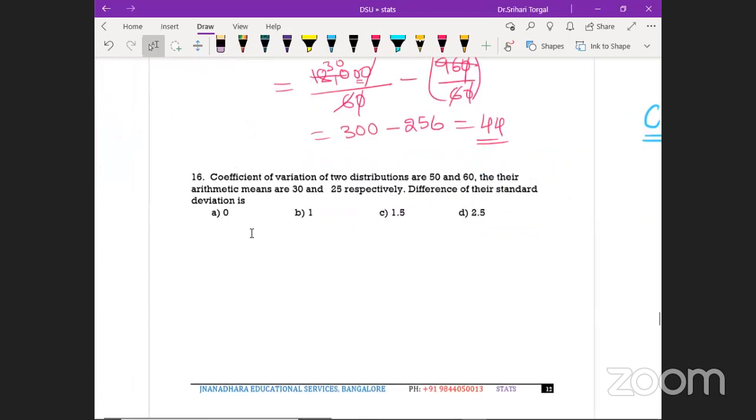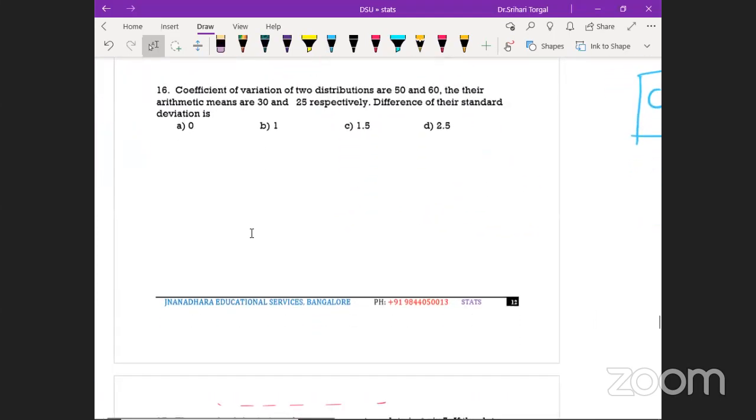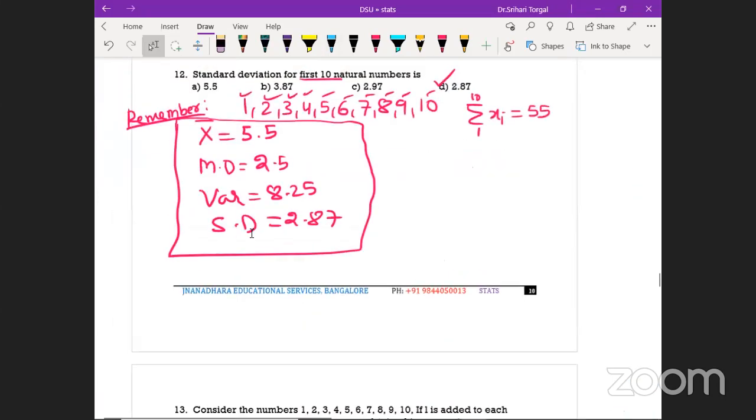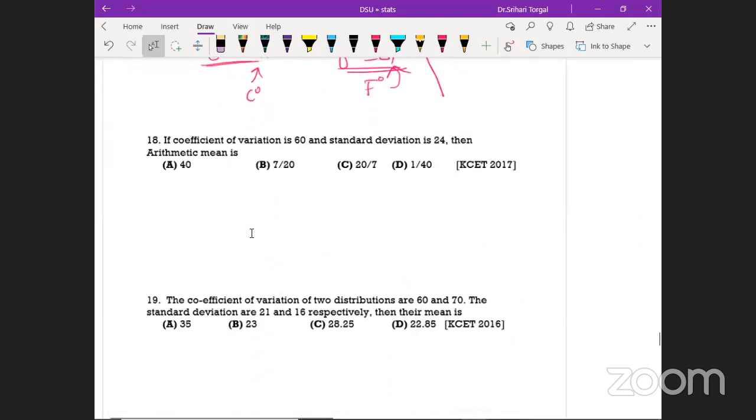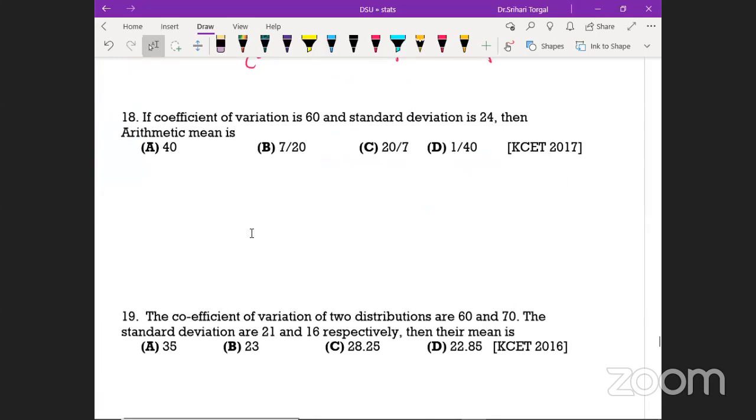So now we'll solve the problem here. The first problem, coefficient of variation. Karnataka CET 2017 problem. Try to answer this. CV formula. CV is 60. Standard deviation is 24. X bar is what we have to calculate. CV 60, sigma 24, x bar you have to calculate, applying that formula.